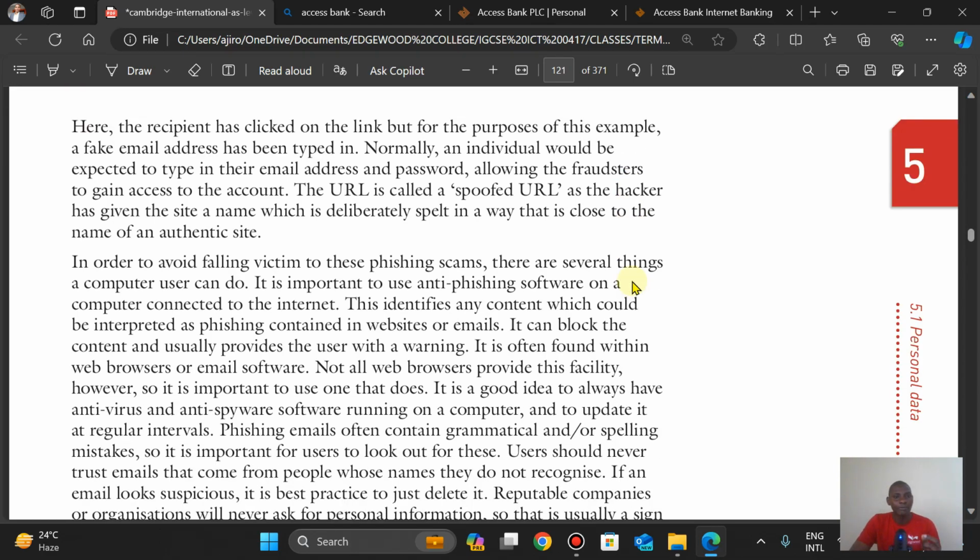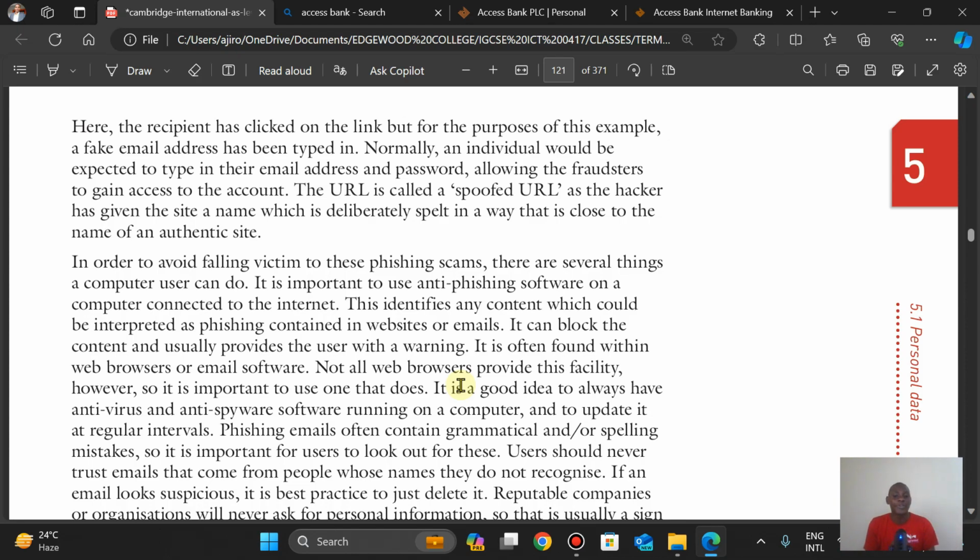Now, in order to avoid falling victim to phishing scams, there are several things a computer user can do. It is important to use anti-phishing software on a computer connected to the internet. This identifies any content that could be interpreted as phishing contained in websites or emails. It can block the content and usually provides the user with a warning. It tells you before you click on it, this site is a phishing site. It is often found within the web browser or email software.